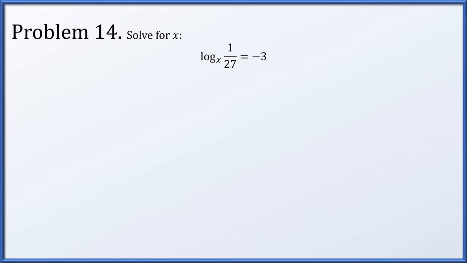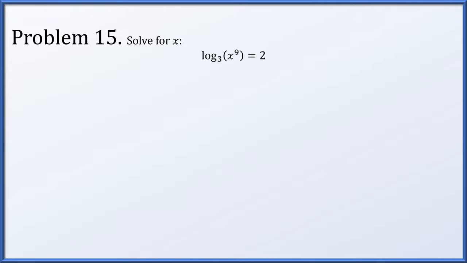Problem 14, solve for x the expression logarithm base x of 1 over 27 is equal to negative 3. Now what's different about this problem, as one can notice, is that the variable is the base, but we can still convert to an exponential. x to the minus 3 is equal to 1 over 27. 1 over 27 happens to be 1 over 3 cubed. In other words, x to the minus 3 is 3 to the minus 3. We can raise both sides to the minus 1/3 power and just get x is equal to 3.